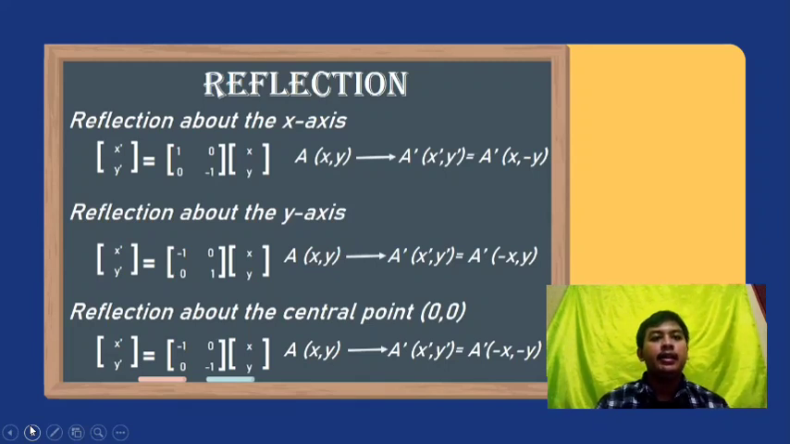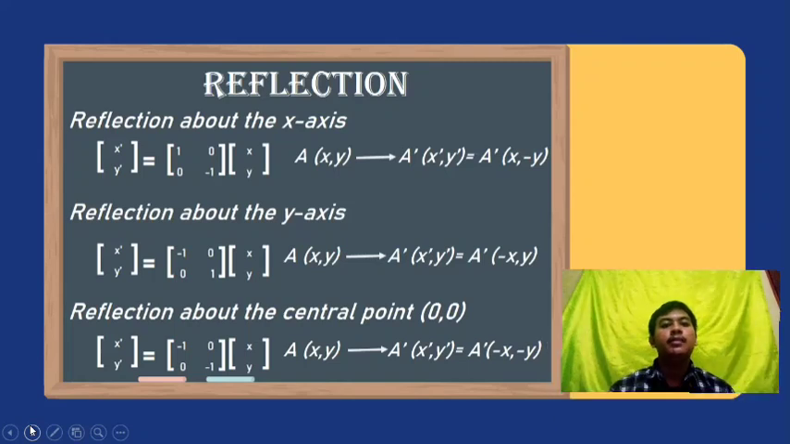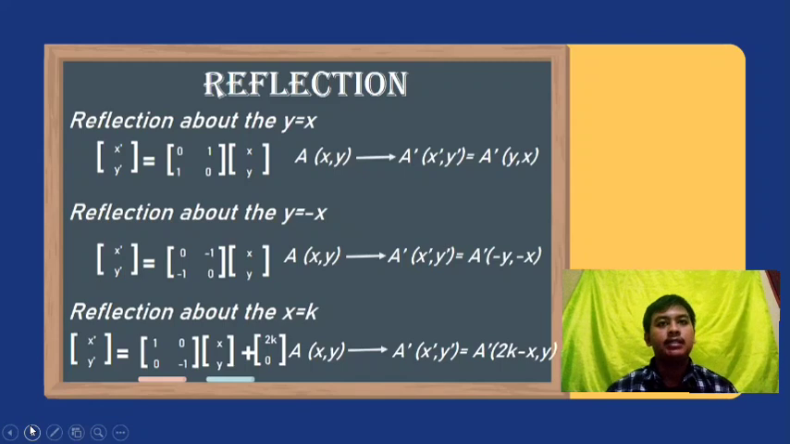In this point, a reflection by m, A' equals minus x and minus y. So the coordinates of x and y change to the minus coordinates.